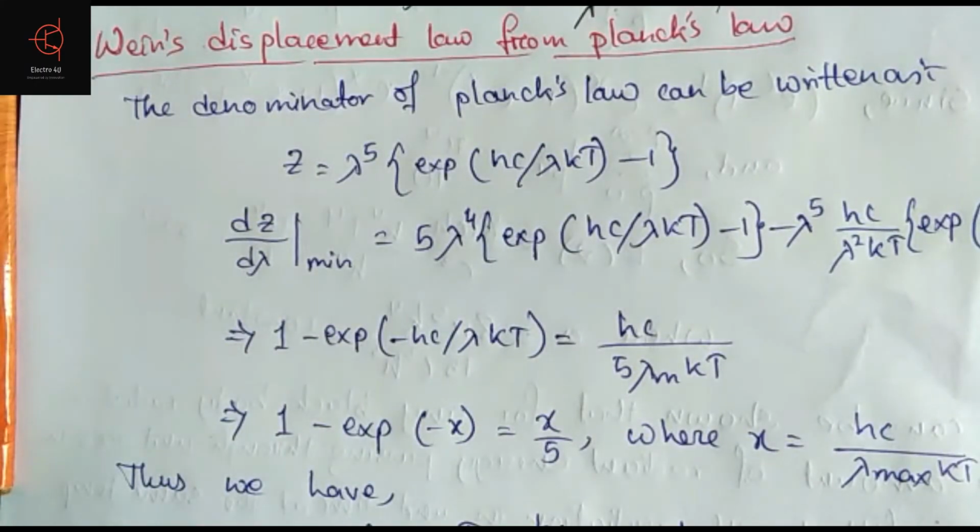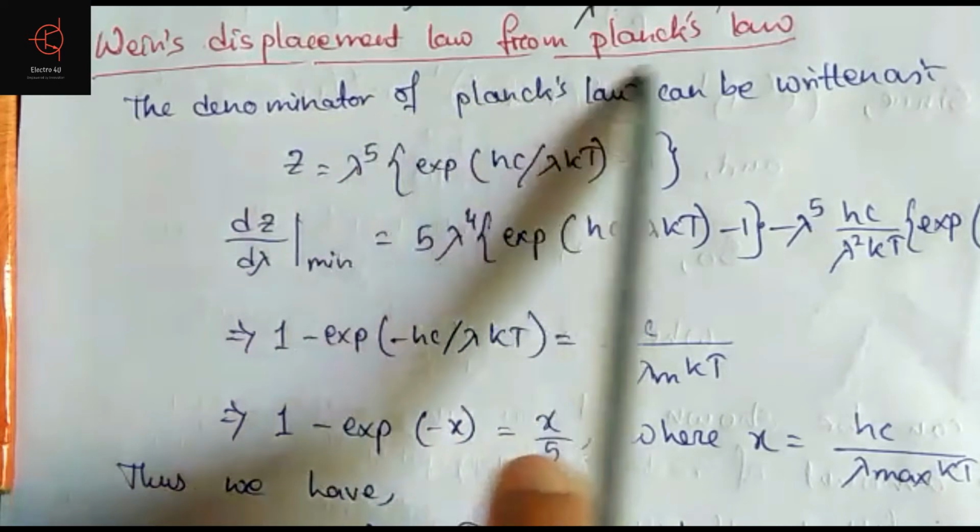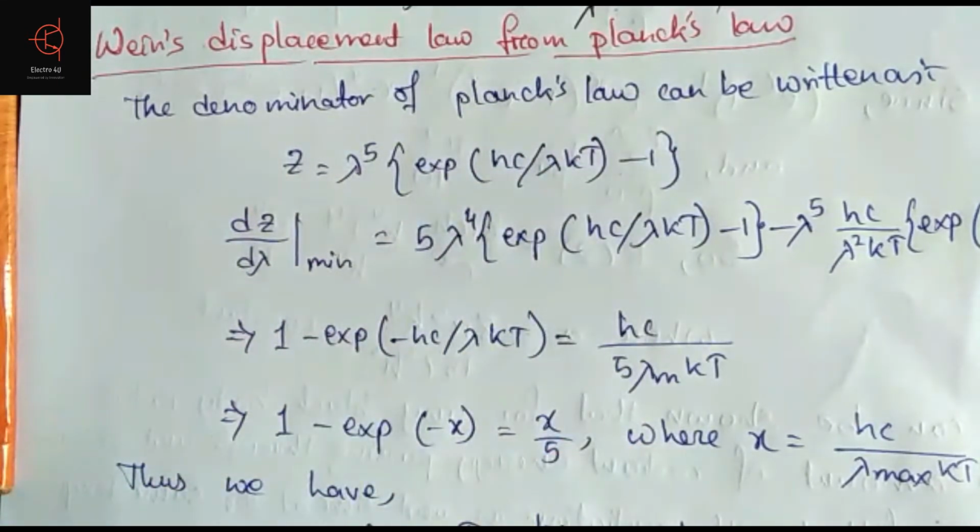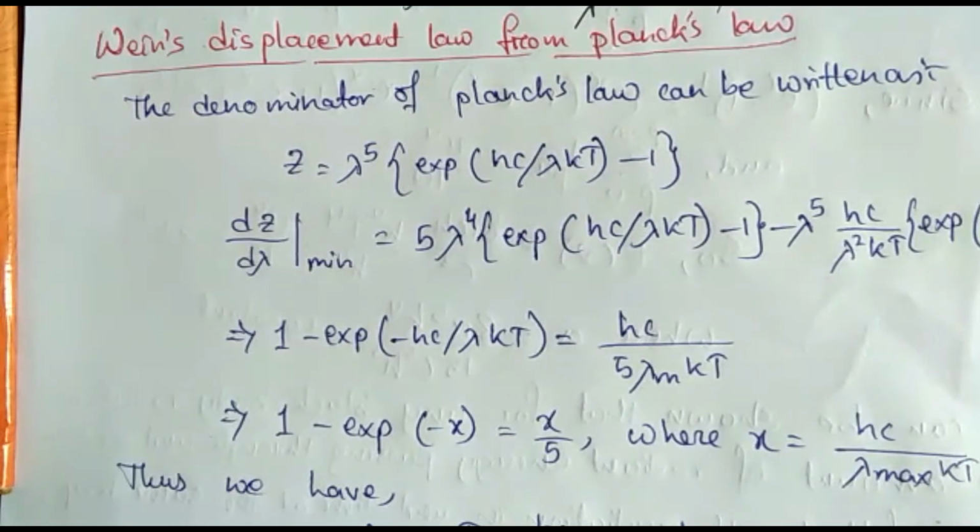Okay, so now we are going to discuss how we can derive Wien's displacement law from Planck's law. So let us remind ourselves what Wien's displacement law tells us. It states that the maximum energy density of radiation emitted from a black body is displaced towards the shorter wavelength for the rise of temperature of the black body.